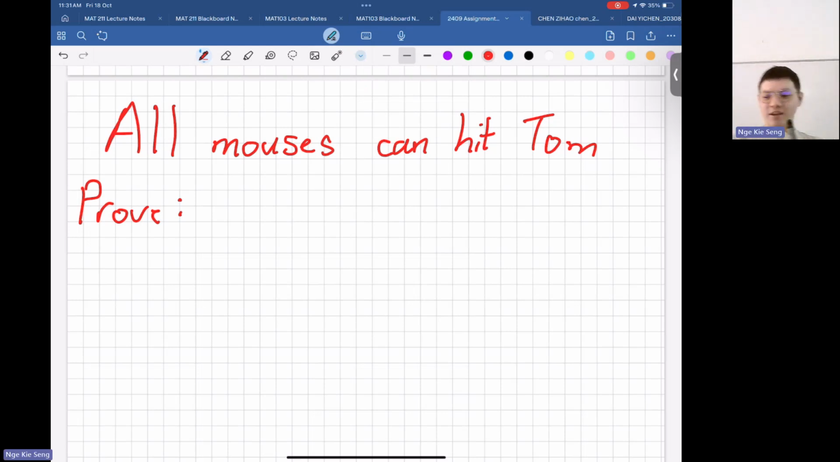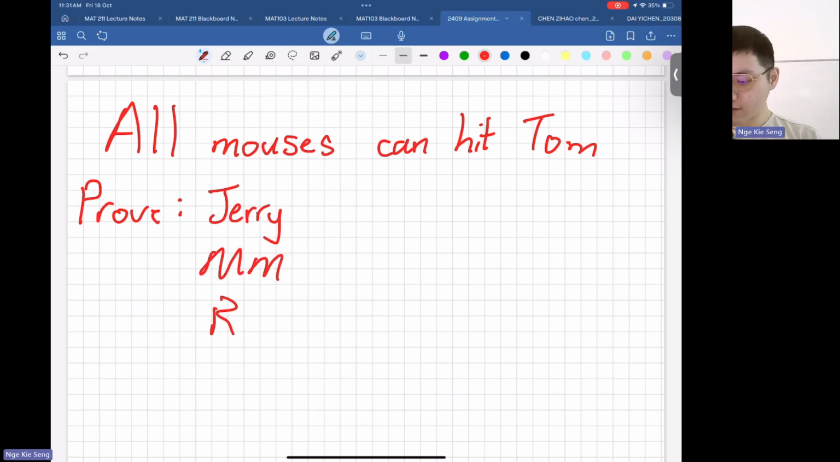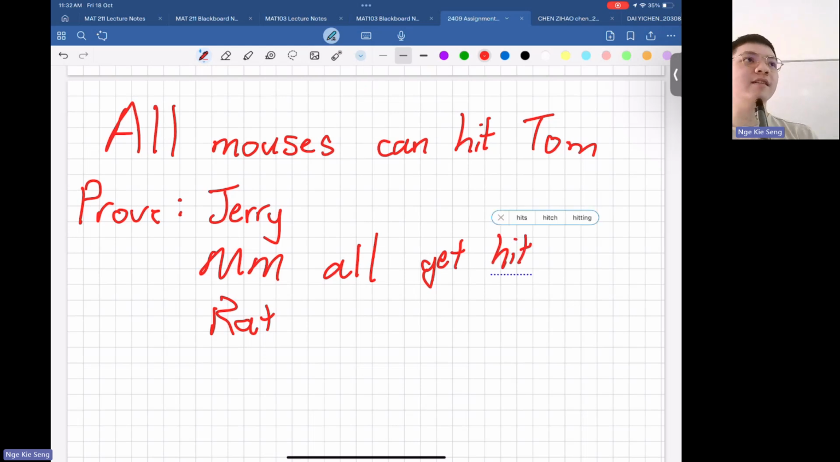So in other words, you need to prove that Jerry, Mickey Mouse, and Red all get hit by Tom. All of them have to get hit by Tom. Only then can you prove this statement. That's why Isaac said let it be arbitrary, because sometimes the statement can go through every case. If it cannot, you need to do it case by case.